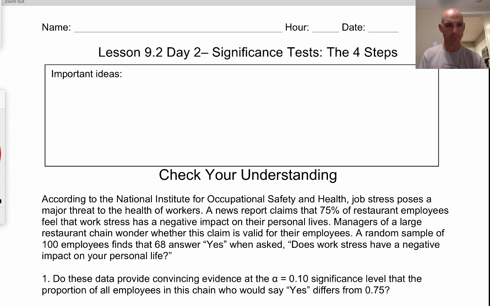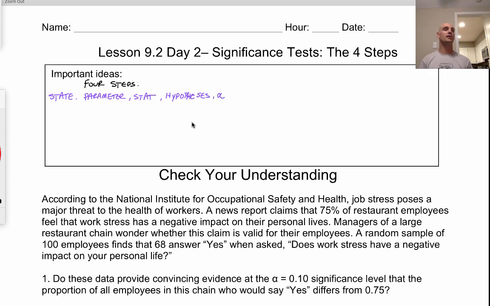So here are the 4 steps for doing any of these significance tests. Step 1 is to state what's going on. So for example, I have to state the parameter. What is it that I'm trying to measure? What is it that I'm trying to investigate? I have to state what the statistic is. I have to state the hypotheses. And I have to know what the alpha level is.